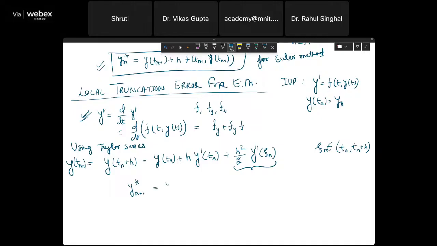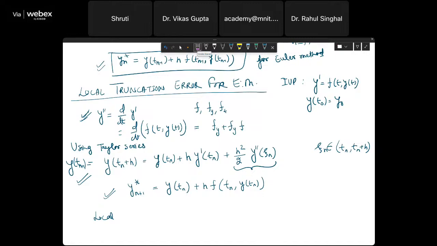And then further, what we know is the yn plus 1 star. This we can evaluate using the y value at the previous step as a true value. So with the help of the Euler method, this comes out as y at tn plus h f(tn, y at tn). So now we have this approximate value, and we also have the true value of y at the point tn plus 1, and at the same time we have computed the approximate value of the solution at point n plus 1.